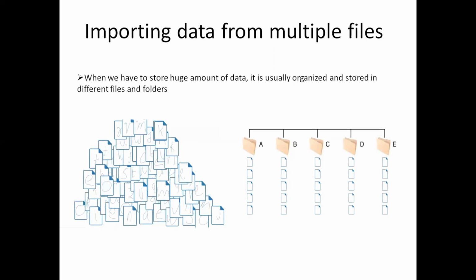When you have a huge amount of data to be stored, usually it is not stored in a single file. It is organized and stored in different files and folders. For example, if we have to store data about handwritten characters, including all the alphabets, then we can organize them into different folders according to the alphabets. So how to import the data from multiple files is what we are going to see in this particular session.